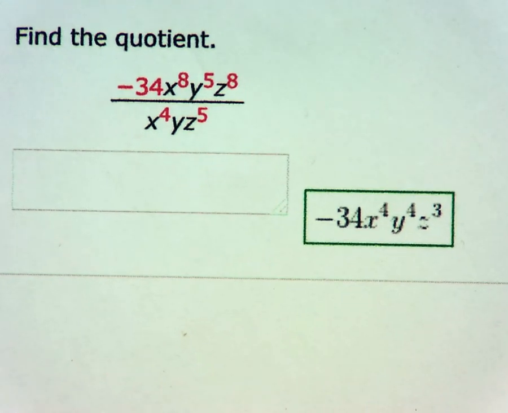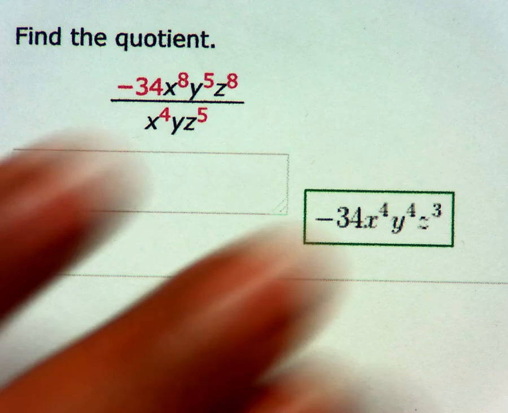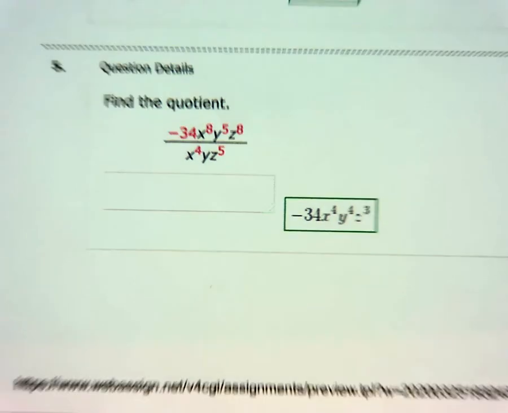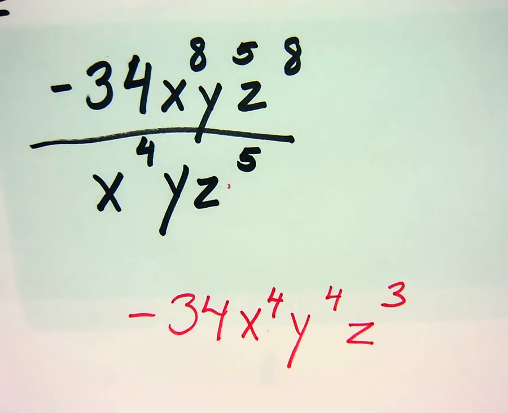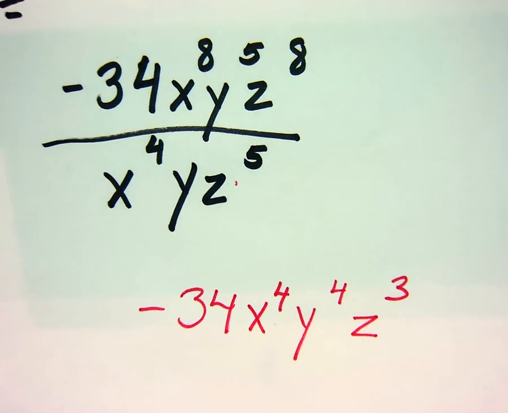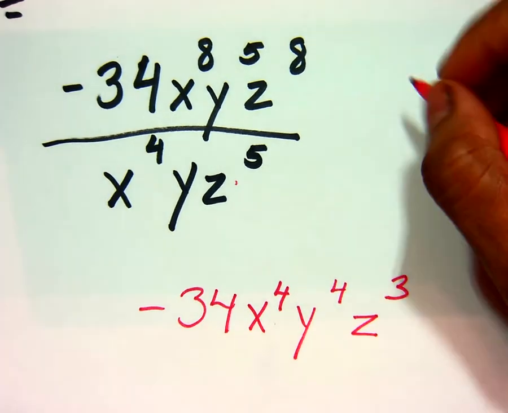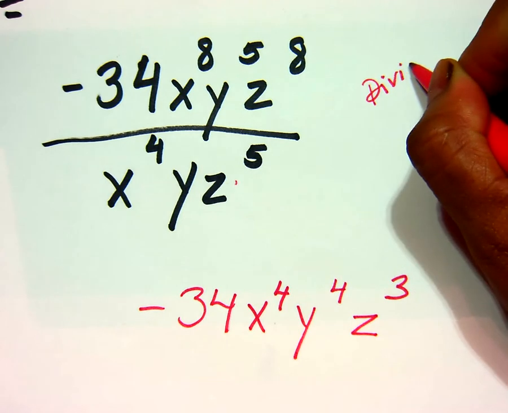It's asking you to find the quotient. So by definition, quotient means division. So let's see how they got that answer. So here's the problem in its entirety. So this is division. So I'm going to write it down up here on the side. Divide.